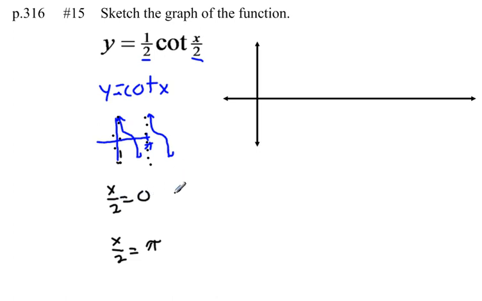Well, multiplying both sides by 2 here, I get x equals 0. So I will still have an asymptote at 0. Multiplying both sides here by 2, I get x equals 2 pi. So my asymptotes are going to now be at 0 where it was before, and at 2 pi.